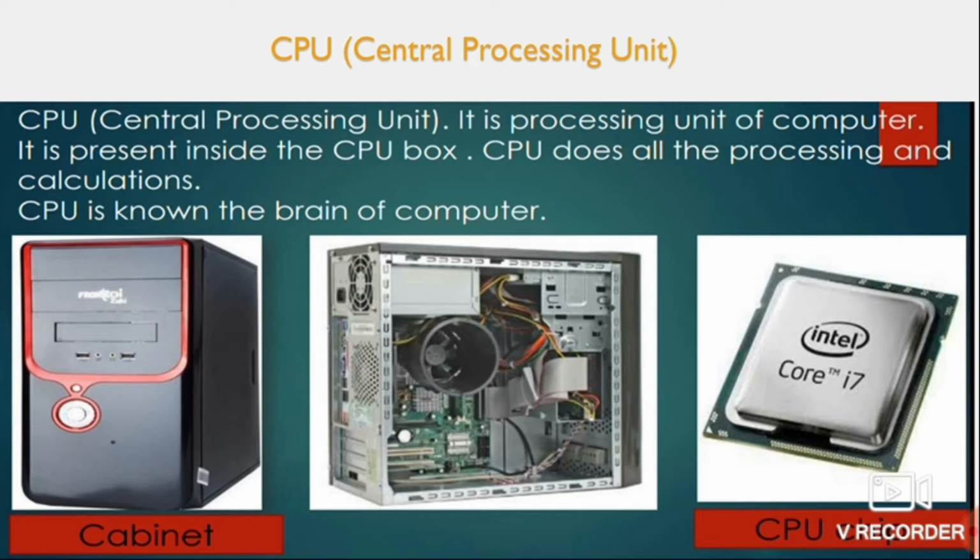As you can see in the pictures of the CPU, the first picture is a cabinet, the outer body of the CPU. It is known as the cabinet. The second picture shows the inside part of the CPU. And the third is a CPU chip. The CPU chip is fixed on the motherboard and performs all calculation and processing work.